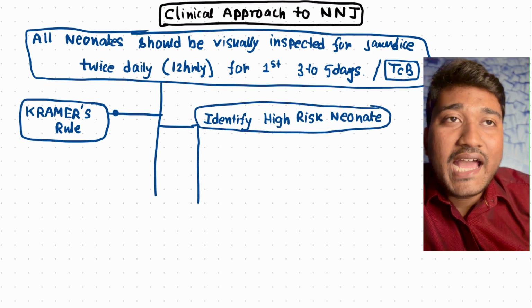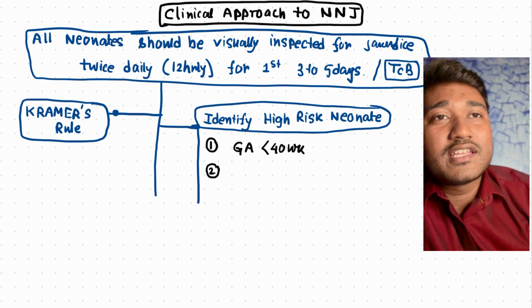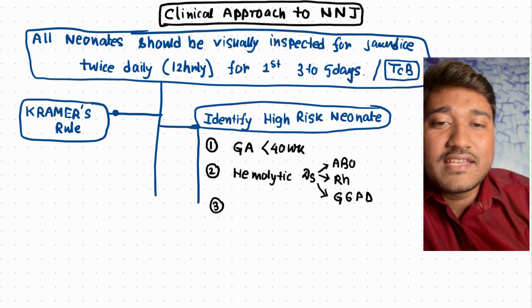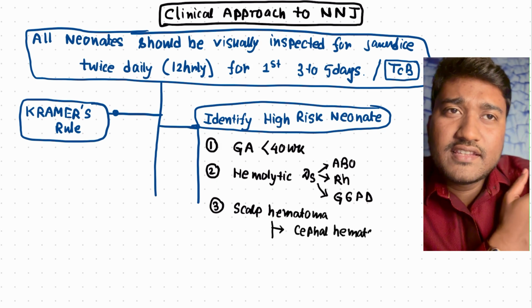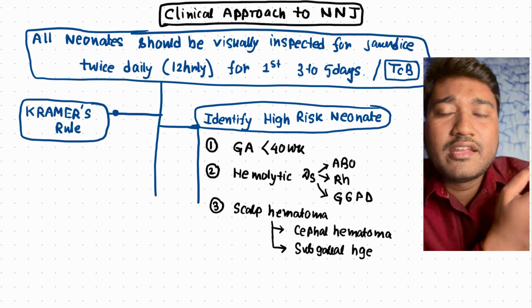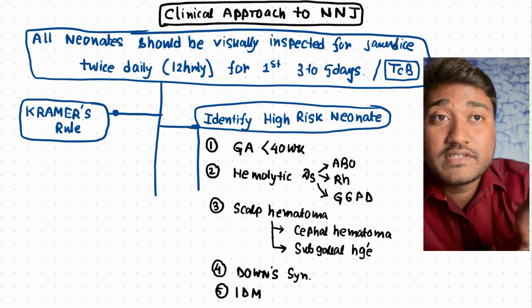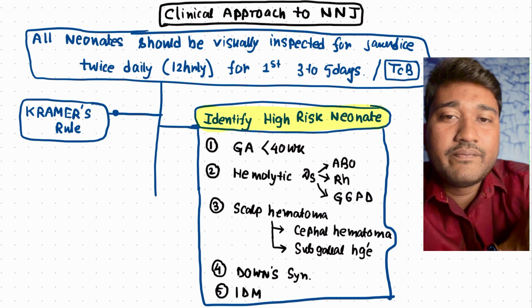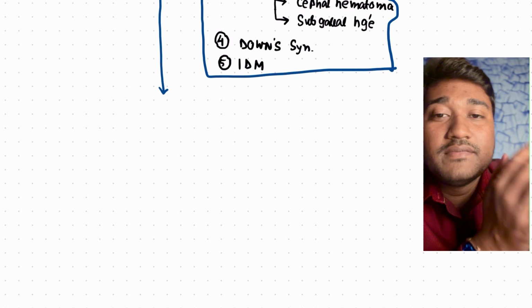Please remember, some high risk neonates should be noted here because these are very, very important. They will have pathological jaundice earlier, like gestational age less than 40 weeks and presence of hemolytic disease like ABO incompatibility, Rh incompatibility, or maybe G6PD. Okay, and if you can see a scalp hematoma, like cephalhematoma, maybe subgaleal hemorrhage, which you can easily see. And in the case of a Down's phenotype child, and also IDM, that is infant of a diabetic mother, these are high risk neonates for pathological jaundice. Therefore, in rounds, when you are looking at the baby, you must keep these points in your mind.